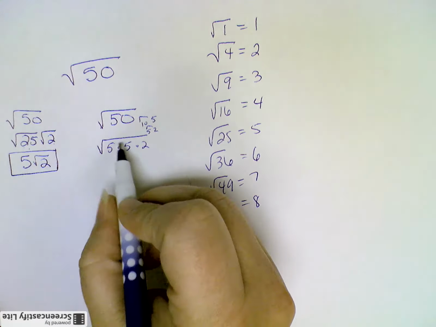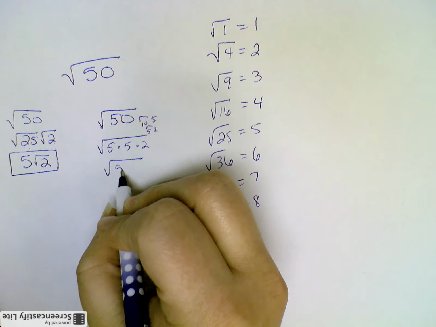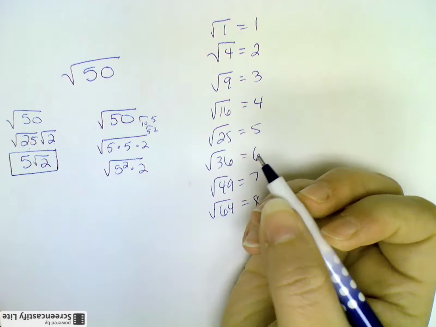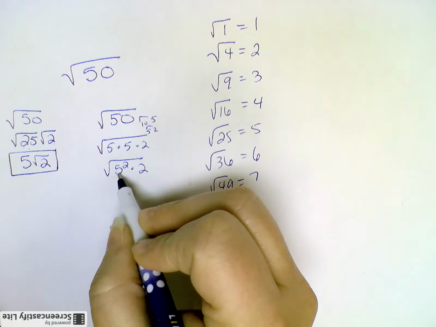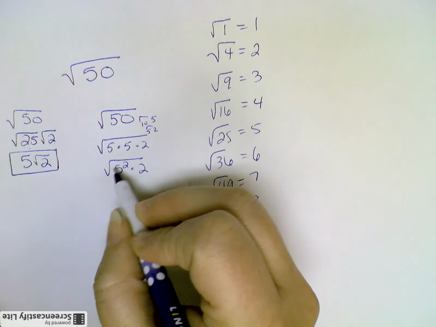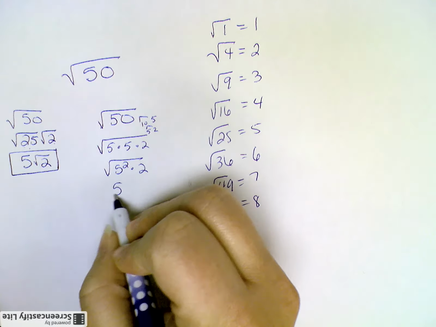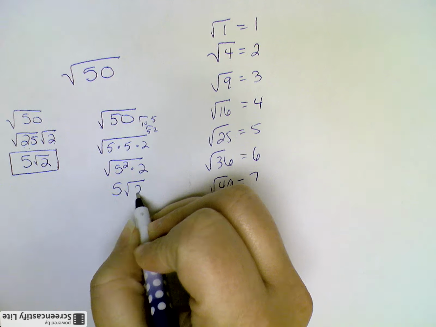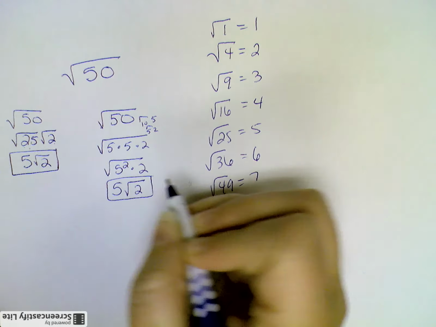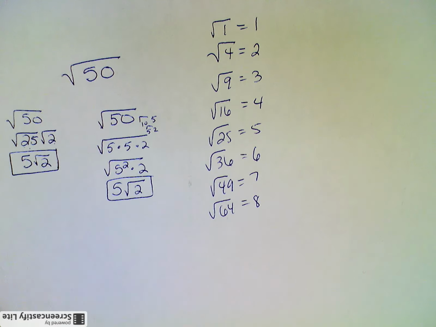And now you can see here, 5 times 5 would be 5 squared, which would be 25. And we know 5 squared is a perfect square. So we're going to bring one of those 5s out. And again, the 2 stays under the radical.